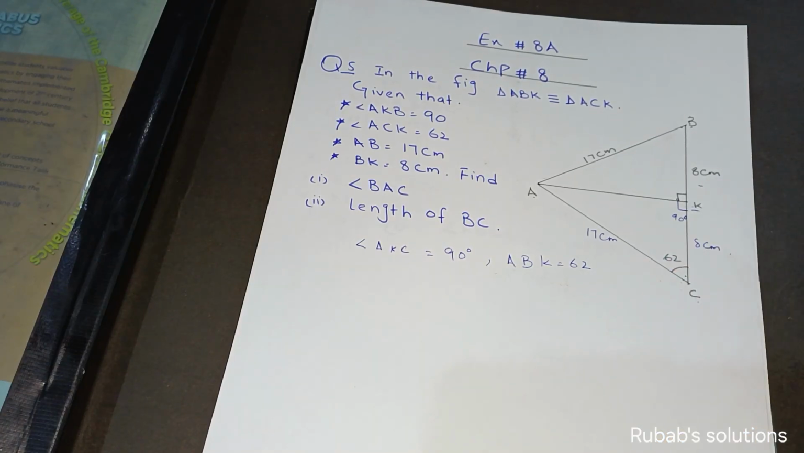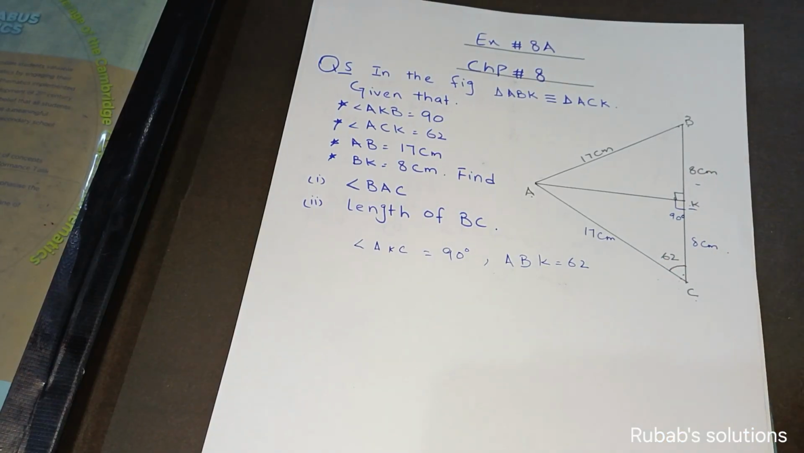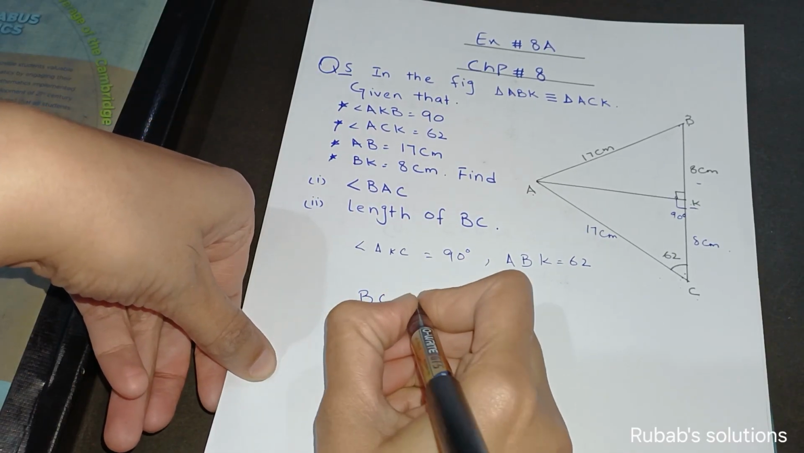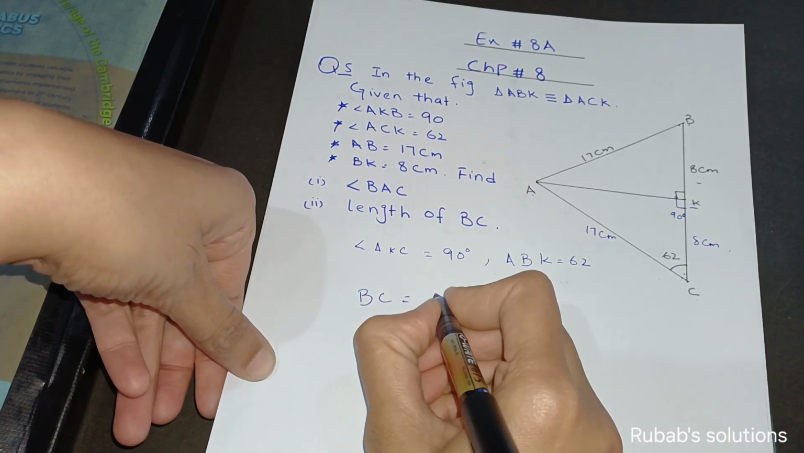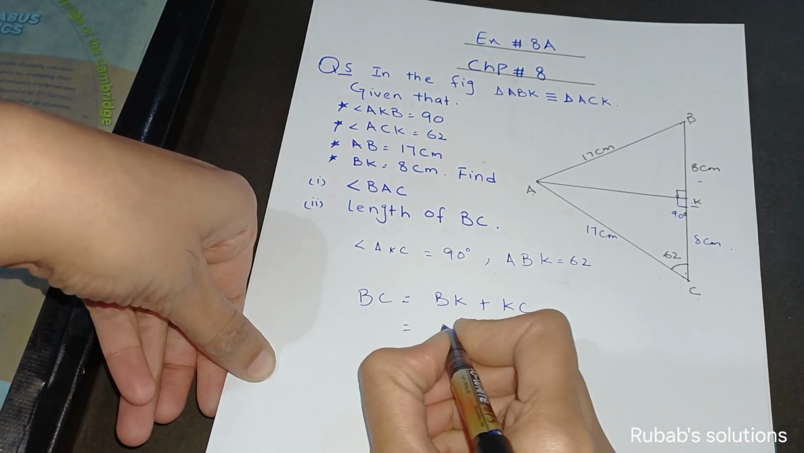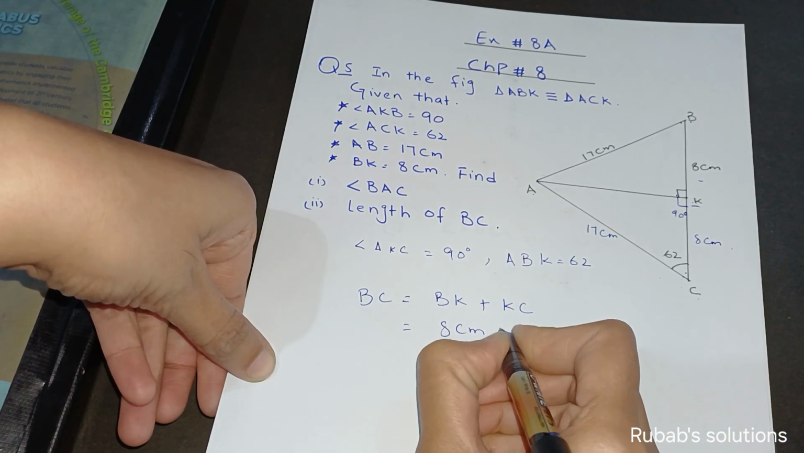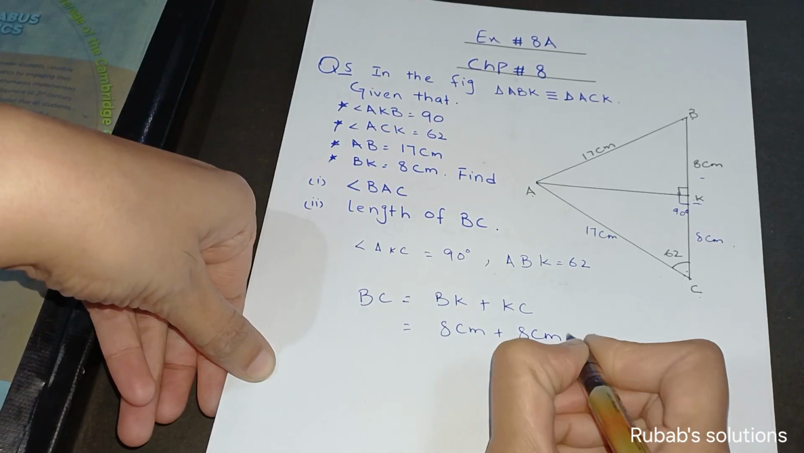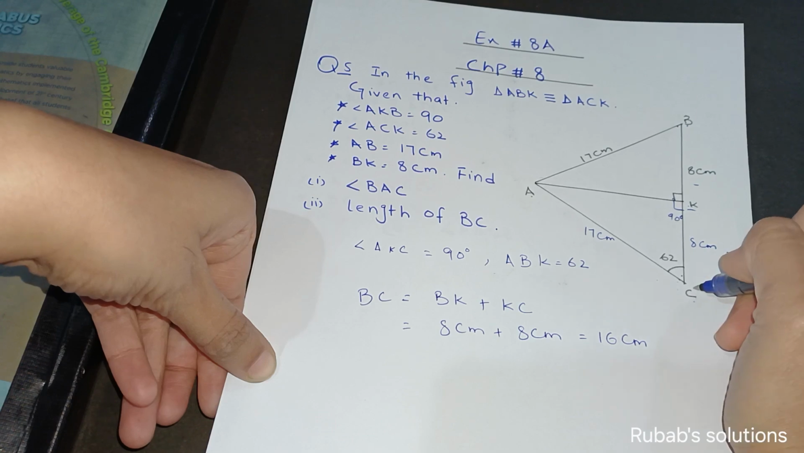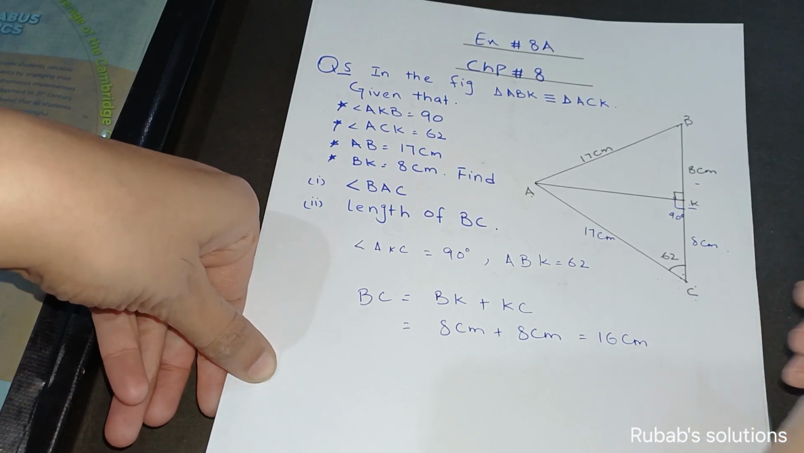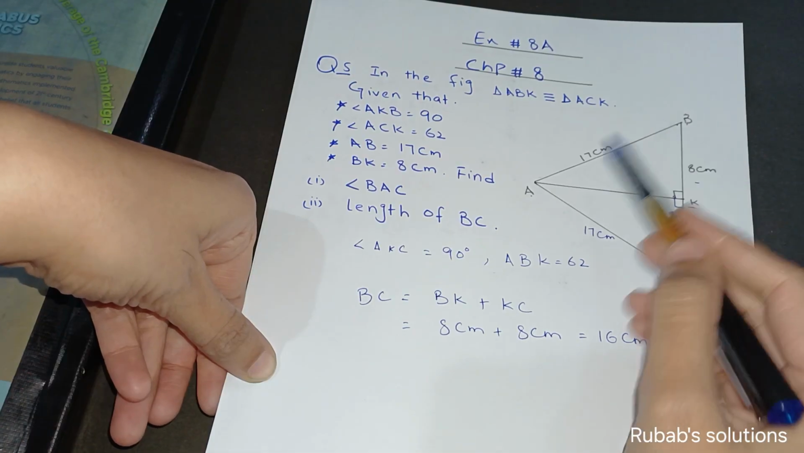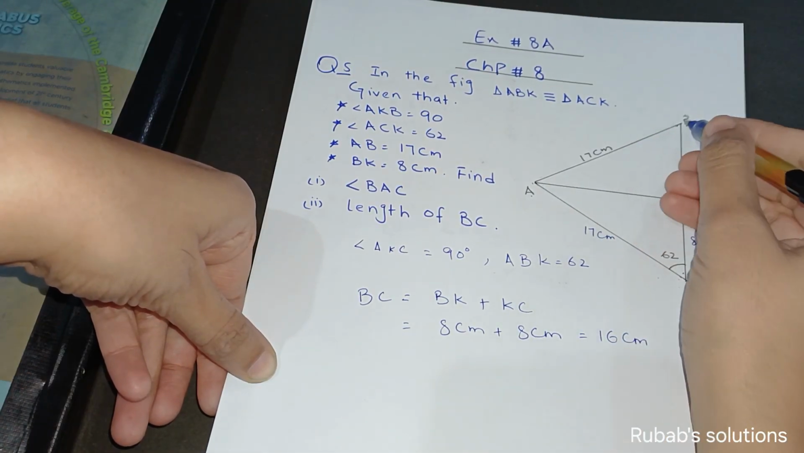And what you have to find is the length of BC. Now it's easy: BC is equal to the sum of BK plus KC. If this is 8 centimeters, the other is also 8 centimeters. 8 plus 8 is 16 centimeters. So the length of BC is 16. Clear? And the first thing that we have to find is angle BAC.